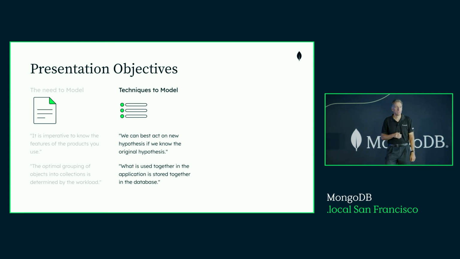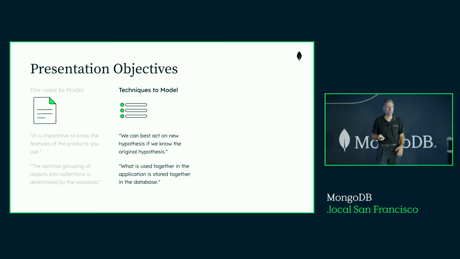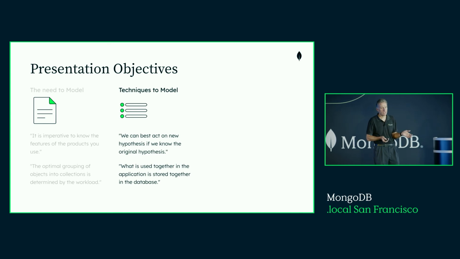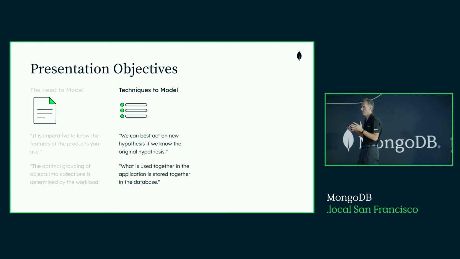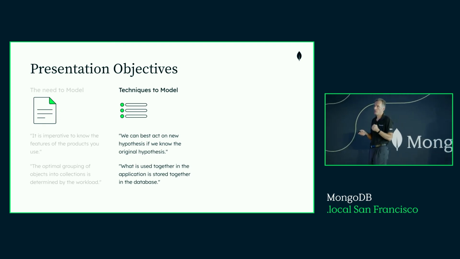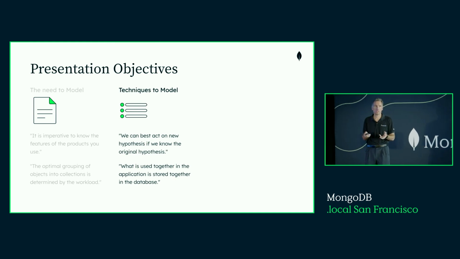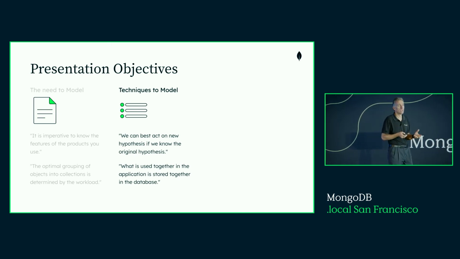And secondly, so the technique to model, we introduce a very simple model, 3-phase. We can best act on the hypothesis if we write that information. And now the big question, should you embed or should you link? Well, that question will very often be answered by, are you using these things together? So what you use together should be stored together.